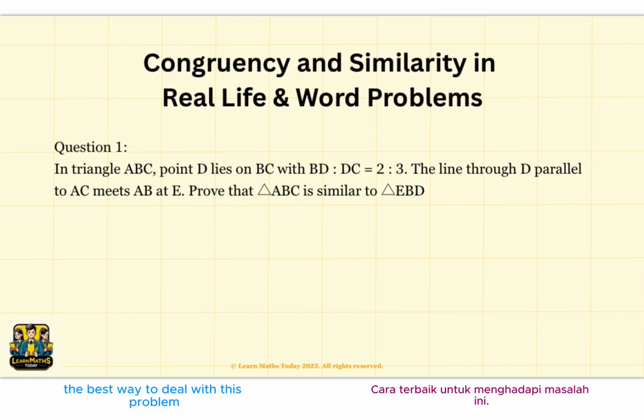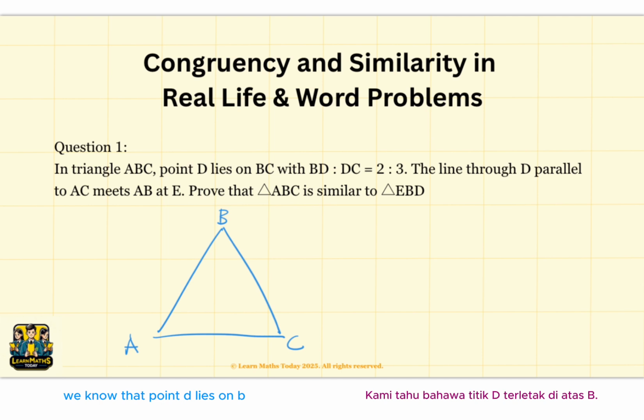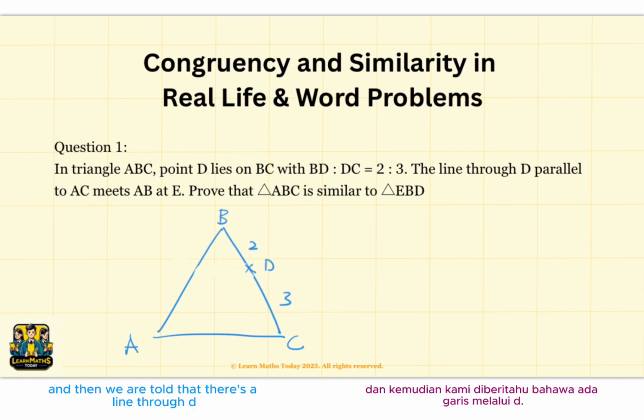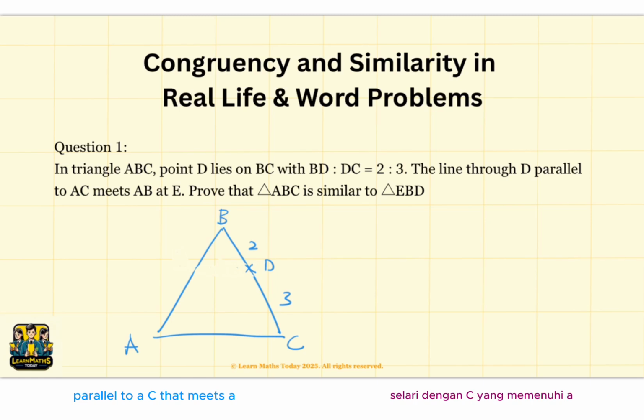The best way to deal with this problem is to try to draw this triangle. First, we know the triangle is triangle ABC, and then point D lies on line BC. We know that point D lies on BC with BD to DC being 2:3. And then we are told that there's a line through D parallel to AC that meets AB at E.